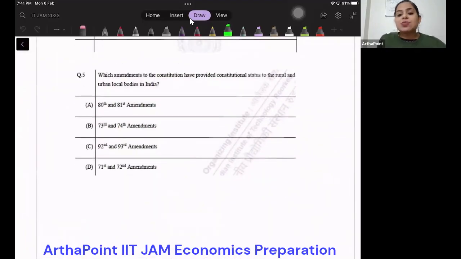Which amendment to the Constitution has provided constitutional status to the rural and urban local bodies in India? The answer is the 73rd and 74th Amendment.